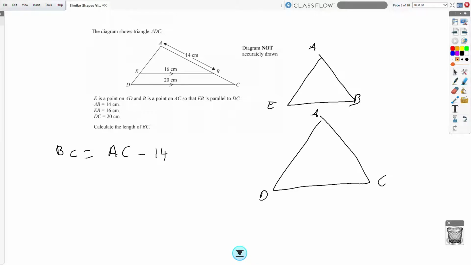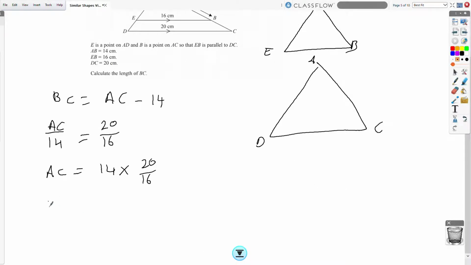So use the fraction method again to work out AC. So AC divided by the smaller length, which is 14. We're given the other two here. So once again, it's the bigger length over the smaller length. So AC is 14 times 20 over 16, or 14 times 5 over 4, if you need to do this on a non-calculator question.